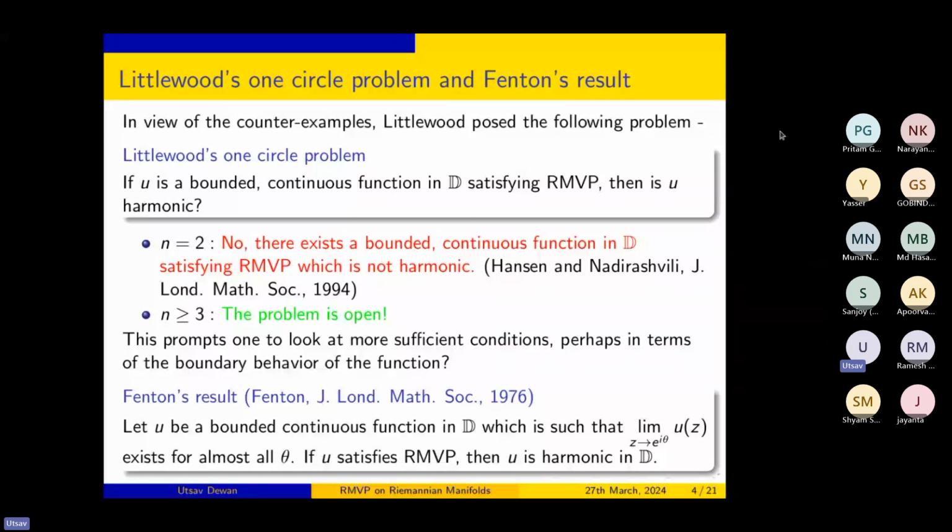So any more questions, or should I go on? Go ahead. Okay, fine. So my objective is that this is Fenton's result, and this is for the unit disk in R2. Now one would like to see a generalization of this. The most general setting would be bounded domains in general Riemannian manifolds. So that is our first stoppage.